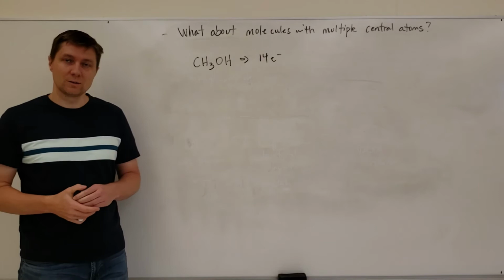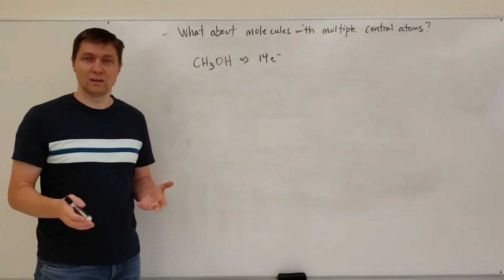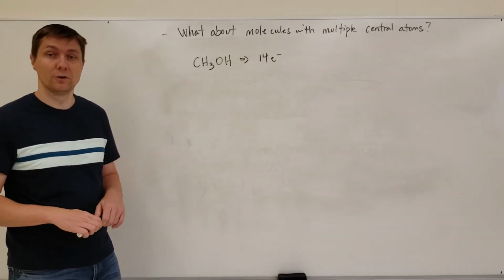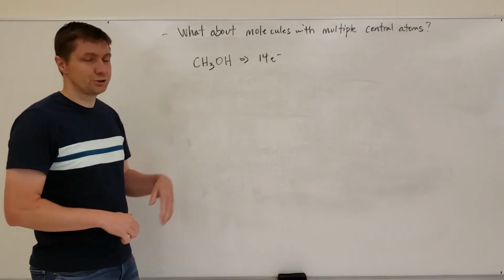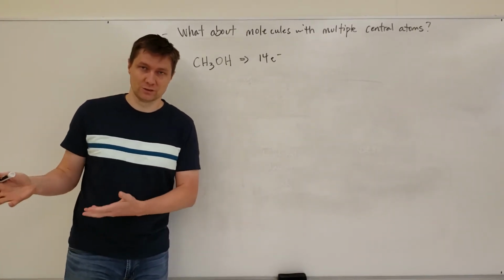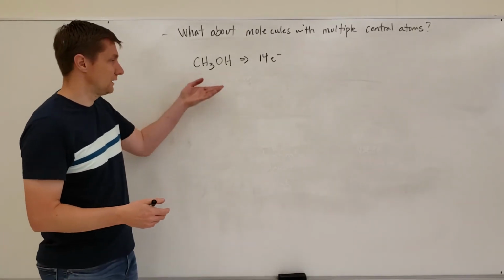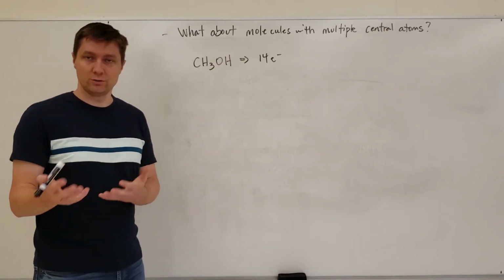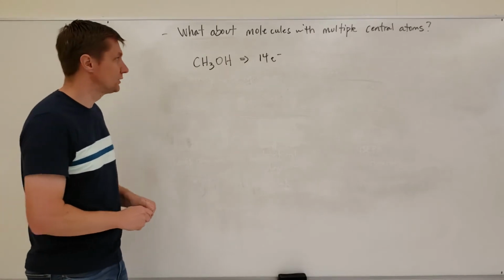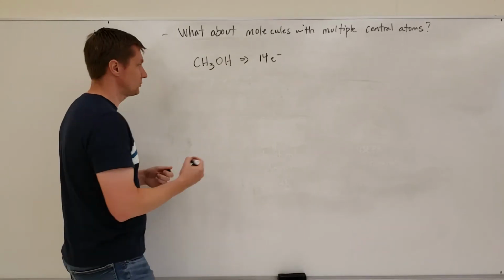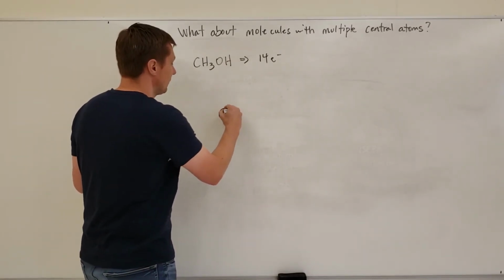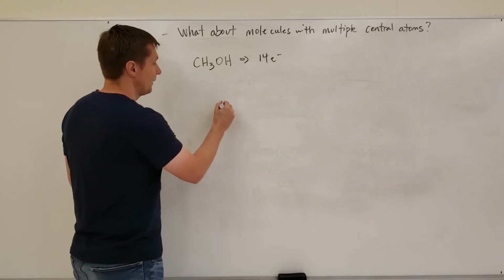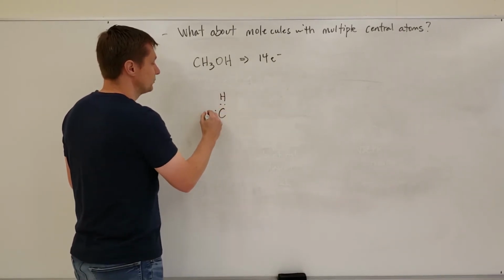So the last concept that I want to cover with you guys is a question that I often get from kids, and it's something that you do need to know, and we need to cover it. And it's this question of molecules that have multiple central atoms. So in a case like methanol here, I can draw this molecule using my Lewis diagram rules. And so I've got 14 valence electrons. You can see that I've got the carbon here, and I can stick these hydrogens around like that.